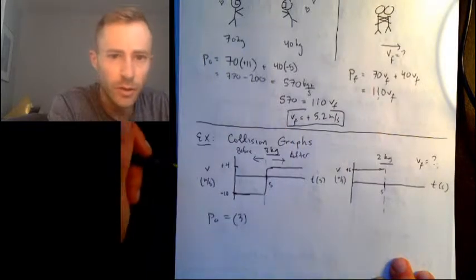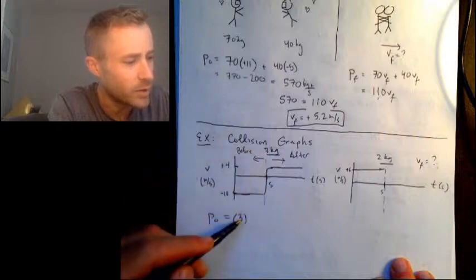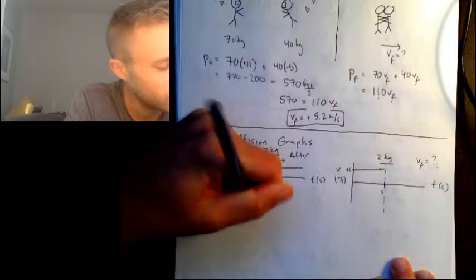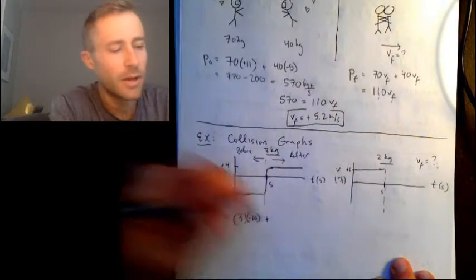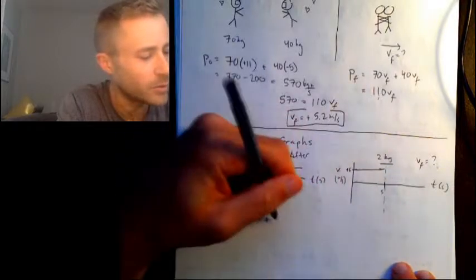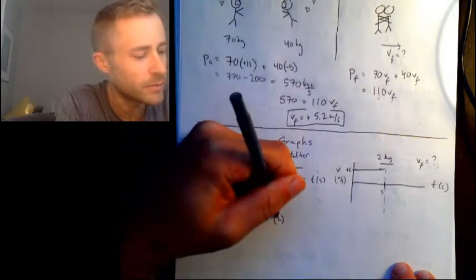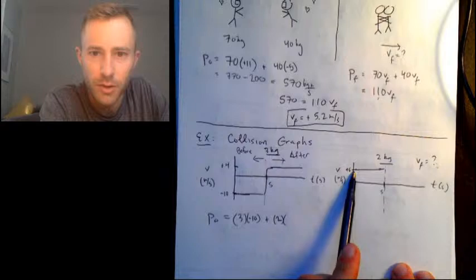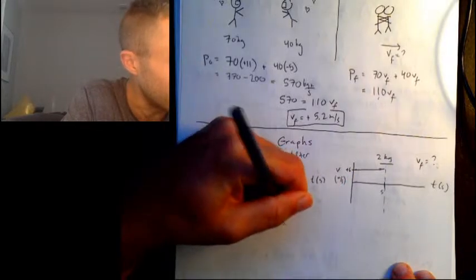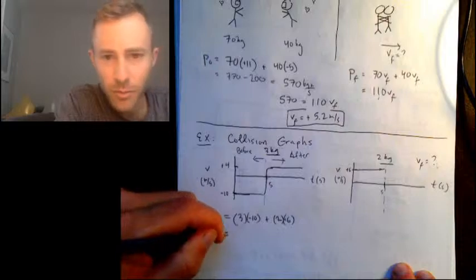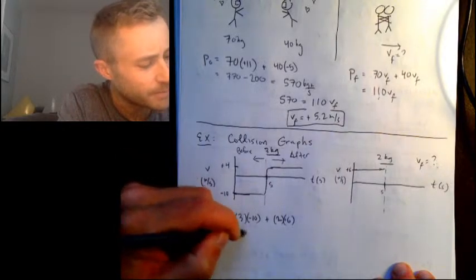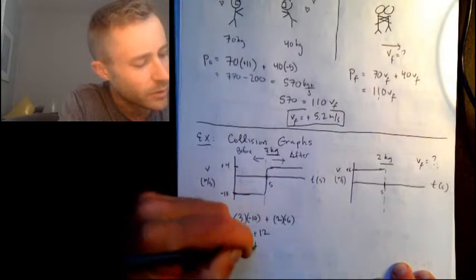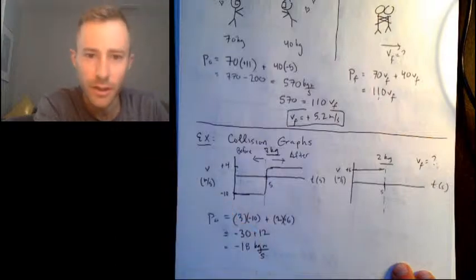Before the collision, the 3 kilogram object has a velocity that's sitting at negative 10 meters per second. Now we have the initial momentum of the 2 kilogram object. So we have 2 times its initial velocity. Before the collision, its velocity was plus 6. So we have 2 times plus 6. So the initial momentum is negative 30 plus 12, which is negative 18 kilogram meters per second, the initial momentum of the system.